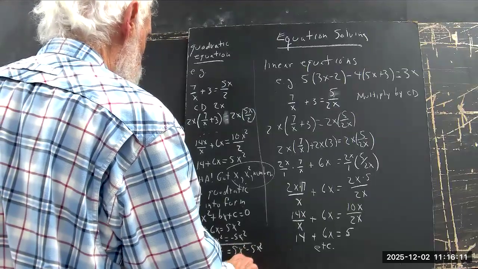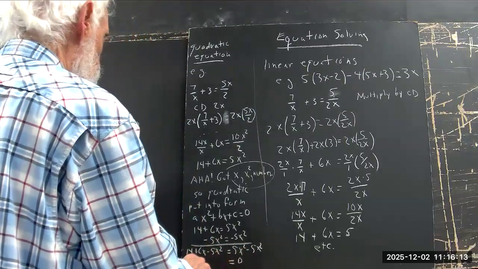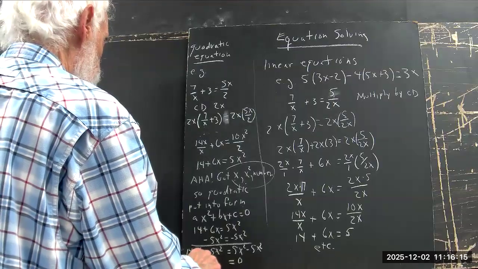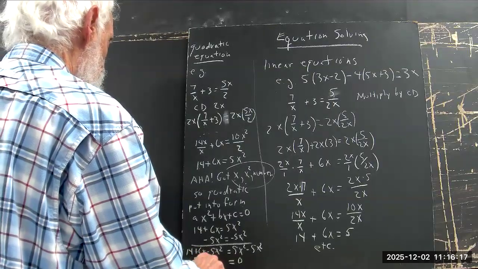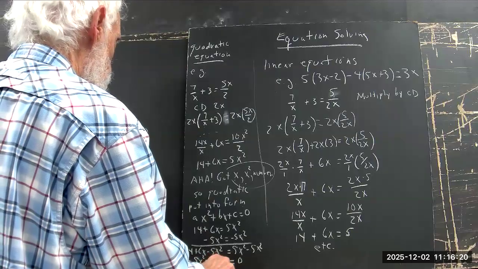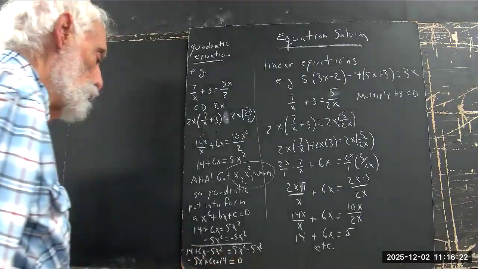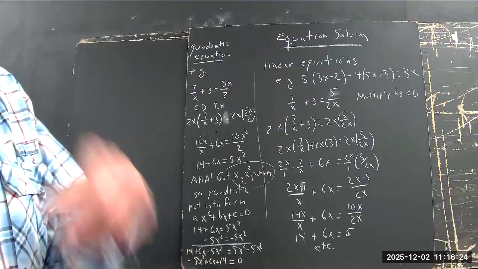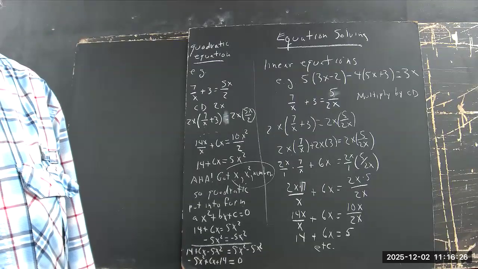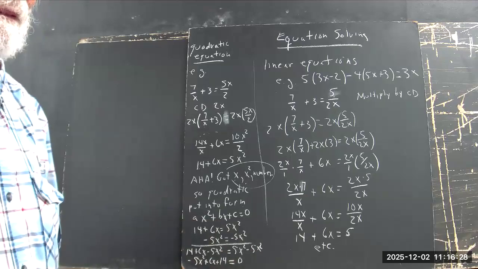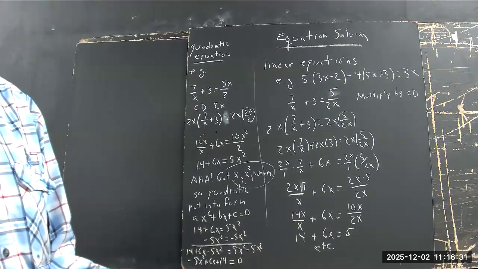So this side is going to be 0. In this side, we could arrange to give you negative 5x squared plus 6x plus 14. Now we use a quadratic formula. And I'm not going to do that.